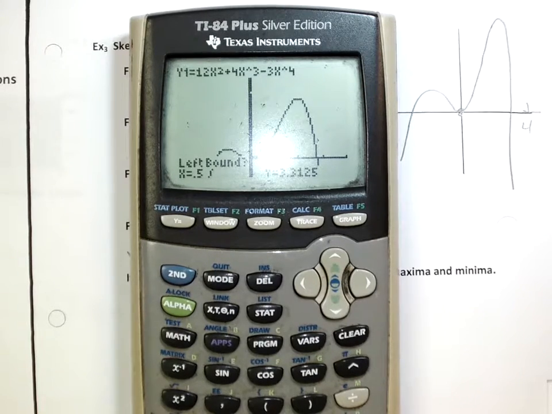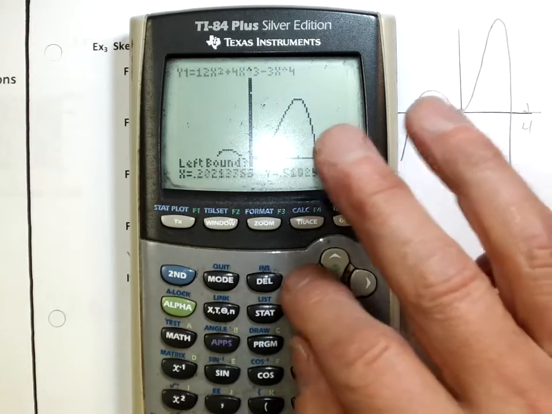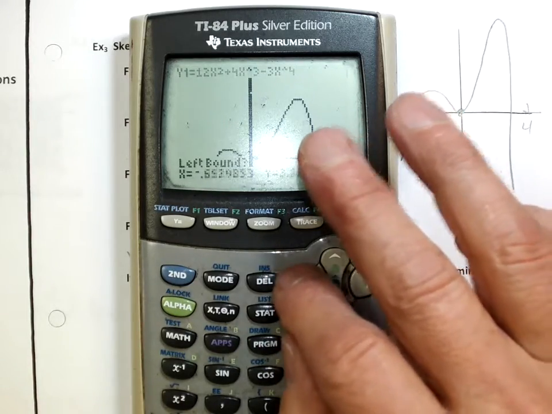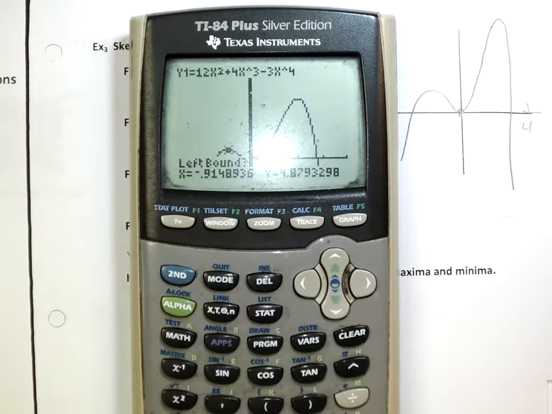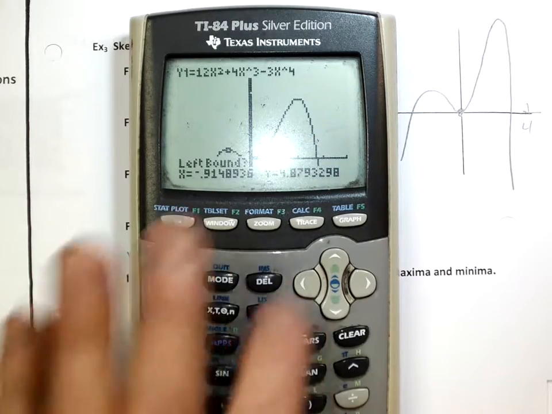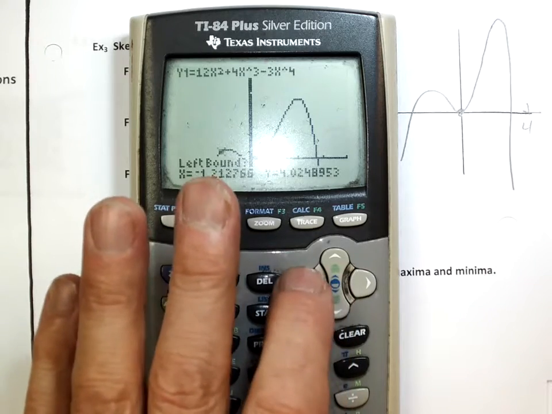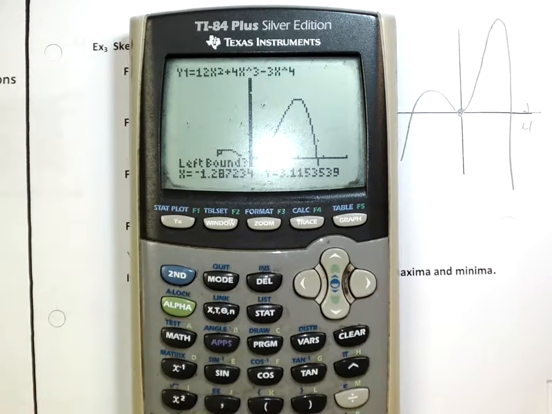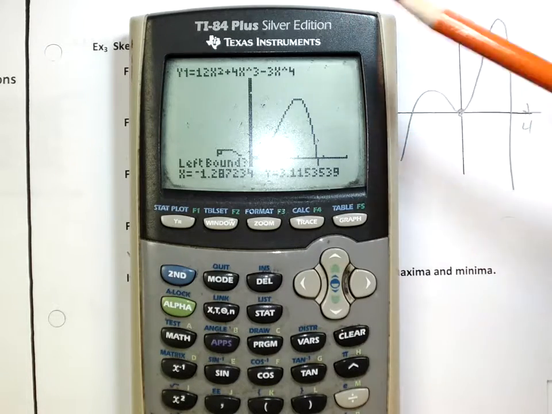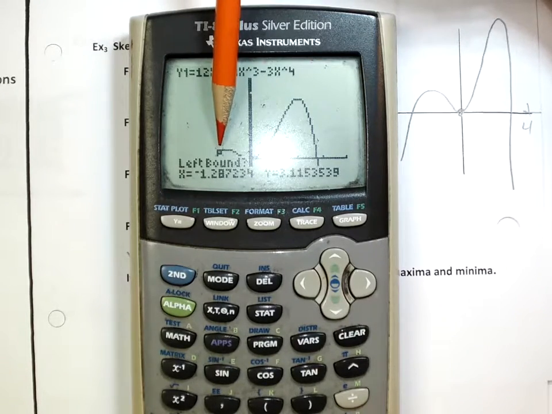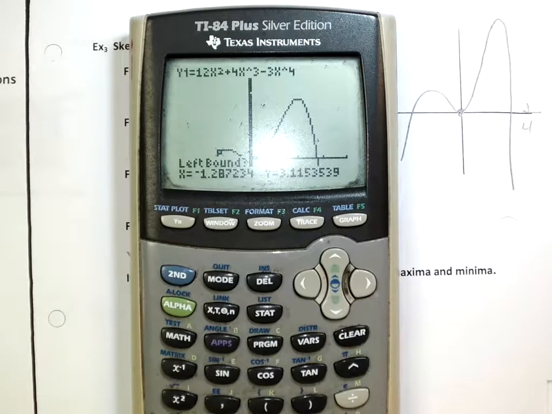Now it's saying left bound. Let's find the little one first. To be the left bound, I have to be on the left-hand side. So I'm going to tell the calculator where to look. I take my cursor and put it on the left-hand side of the top of this hill. It doesn't really matter how far over, just as long as I give the calculator a region to look. It's blinking. I push enter, locks it in.